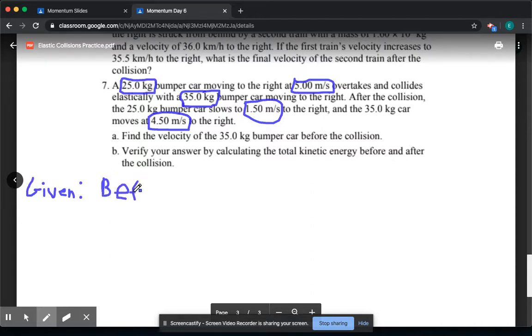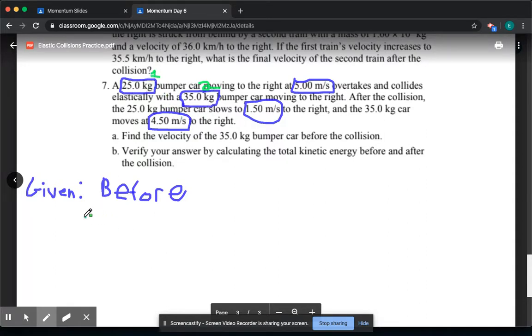And I'm going to try to do this as neatly as possible because space is not something we have a lot of here. So before, and when I say before, I mean before the collision. I'm going to call the first bumper car they mentioned bumper car number 1. So this right here is bumper car number 1, and then this right here is bumper car number 2.